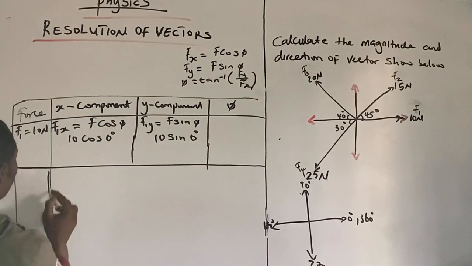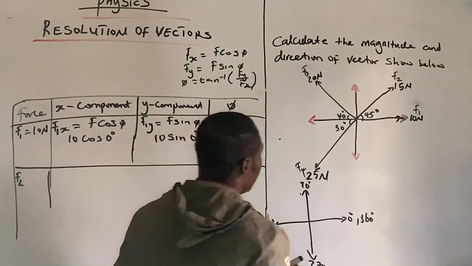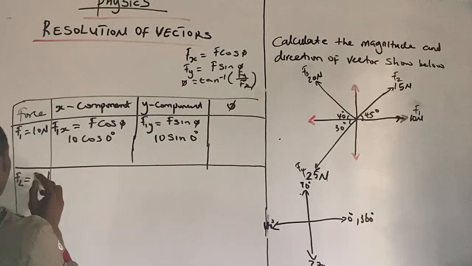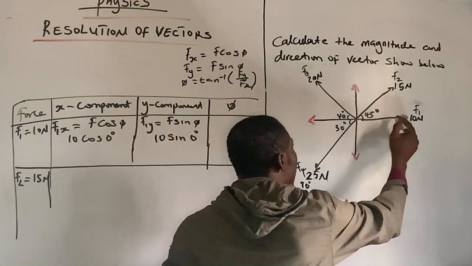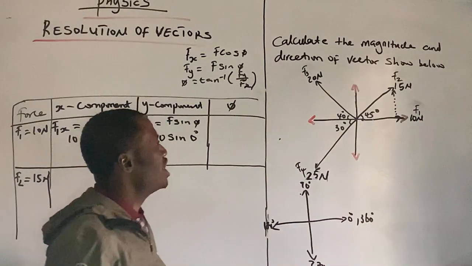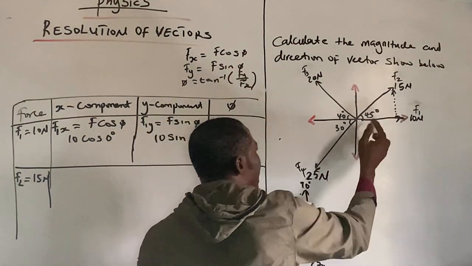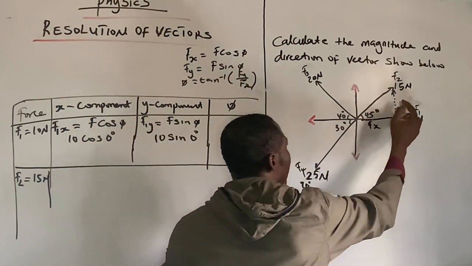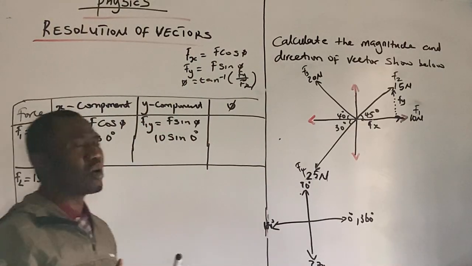All right? So we go to F2. F2 force is 15 Newton. So we have there 15 Newton. Now, understand also that this has an angle of inclination of about 45 degree. All right, at 45 degree, it's also moving towards the x-axis. It has Fx and it has Fy. It has both the X component and the Y component.